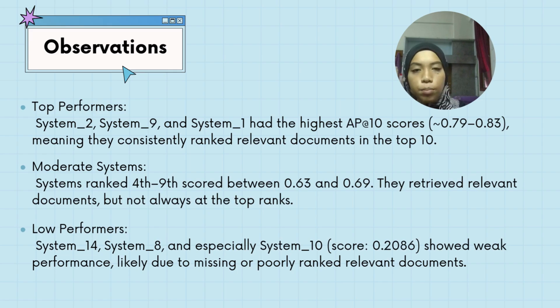And the third observation is that system 14 or system 10, with the lowest score of 0.2086, is underperforming by a wide margin. So this suggests that either the system failed to retrieve many relevant documents in the top 10 or ranked them too low within the list to earn precision-based credit.